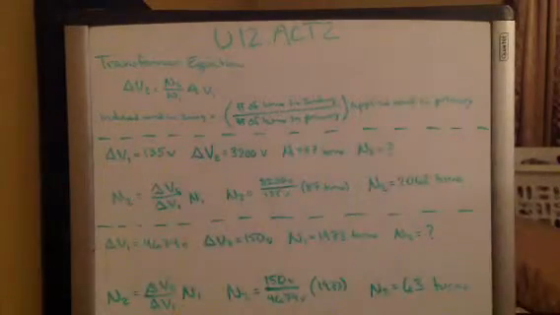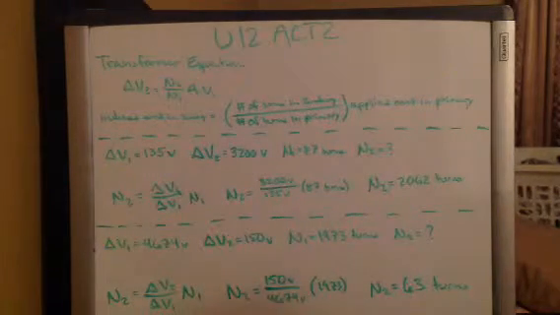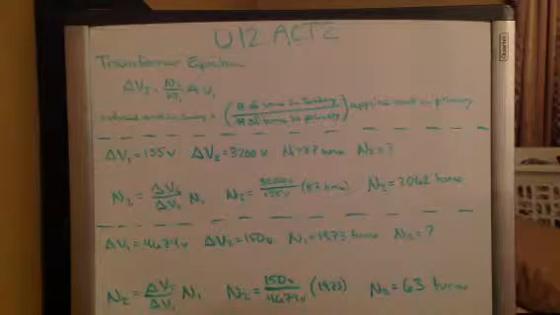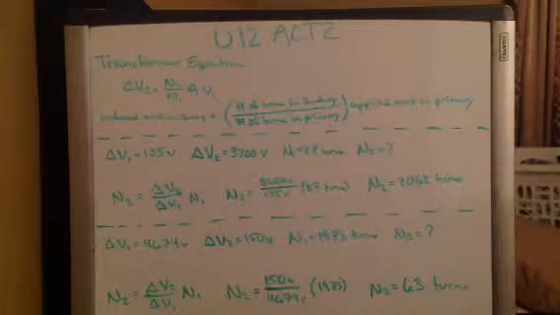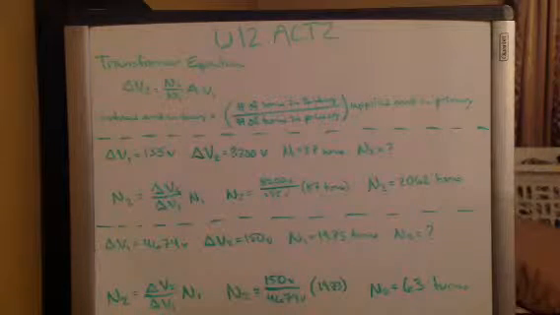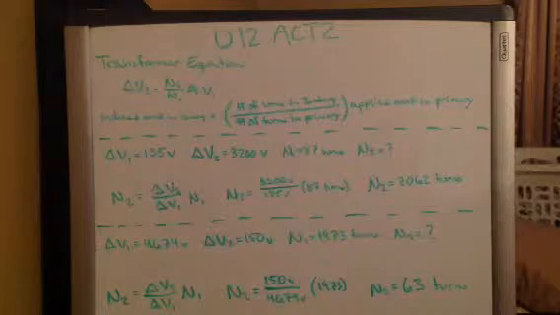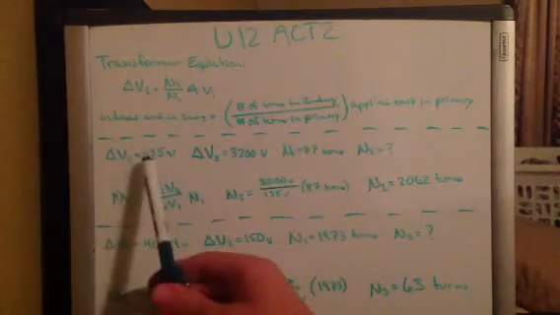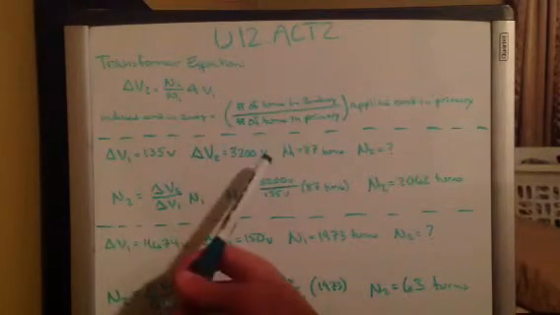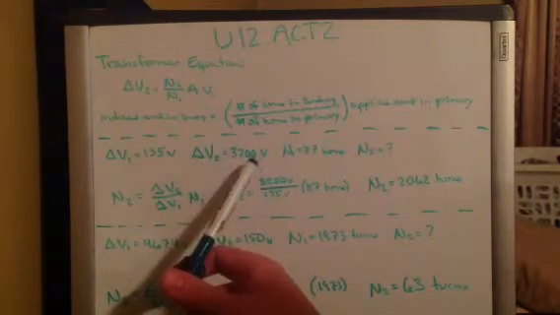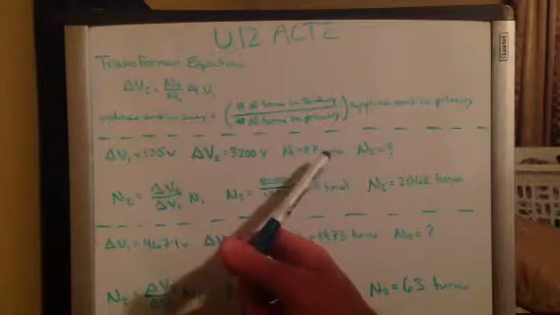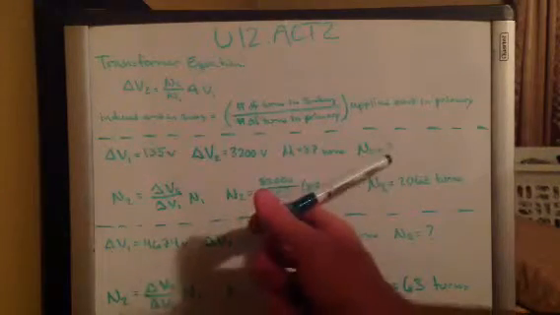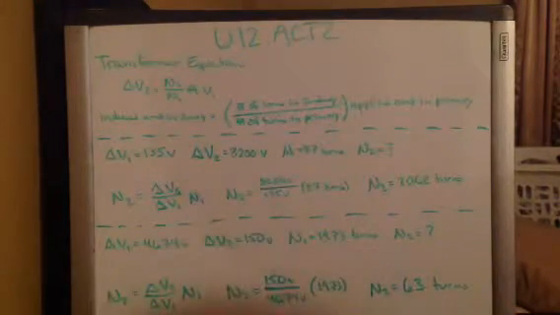So the first problem we have is a step-up transformer is used on a 135 volt line to provide a potential difference of 3200 volts. If the primary has 87 turns, how many turns must the secondary have? So we are given the applied EMF in the primary, which is 135 volts, the induced EMF in the secondary, which is 3200 volts, and the number of turns in the primary, which is 87 turns. So we have to find the number of turns in the secondary.